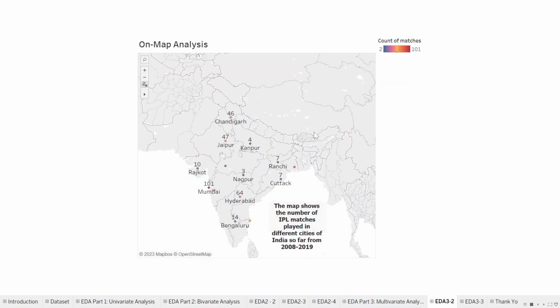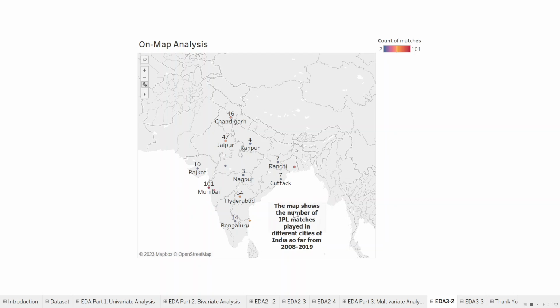Now coming to this part, here I've used a map. A map is again a type of multivariate analysis where we consider the longitudes and the latitudes and some external data, which includes the number of matches played in different cities of India. So you can see Rajkot 10 matches are played, in Chandigarh 46 matches are played, in Mumbai 101 matches are played. So it's the highest in Mumbai.